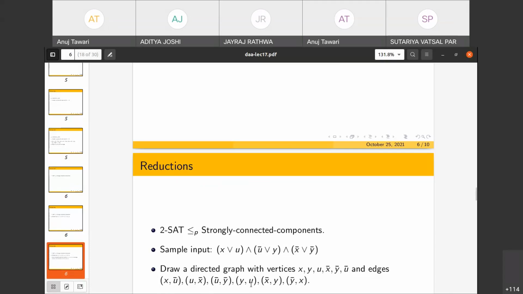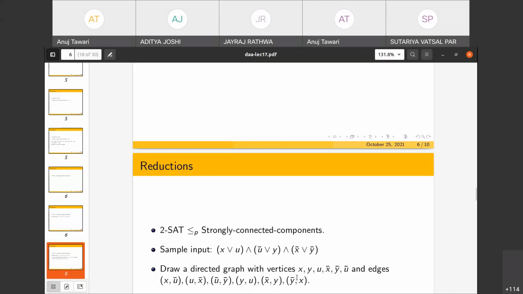If y is false, then u will have to be set to false. Then finally, if x bar is false, then y is also false. Then this clause will be true. And if y bar is false, then x will also have to be false. So these are the set of edges. These are the set of vertices which we have.